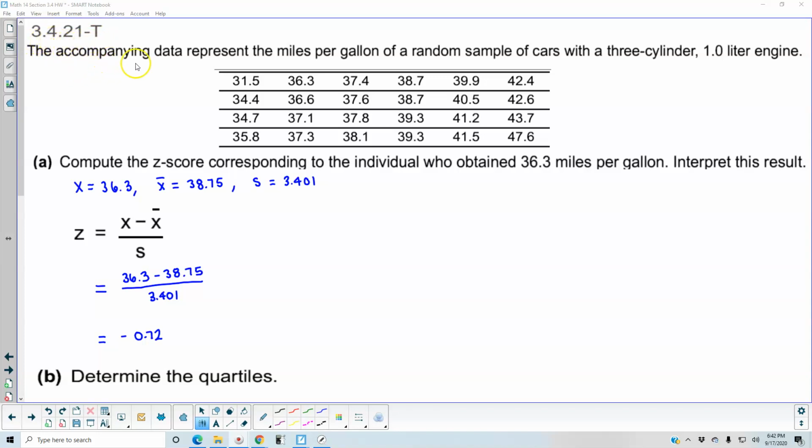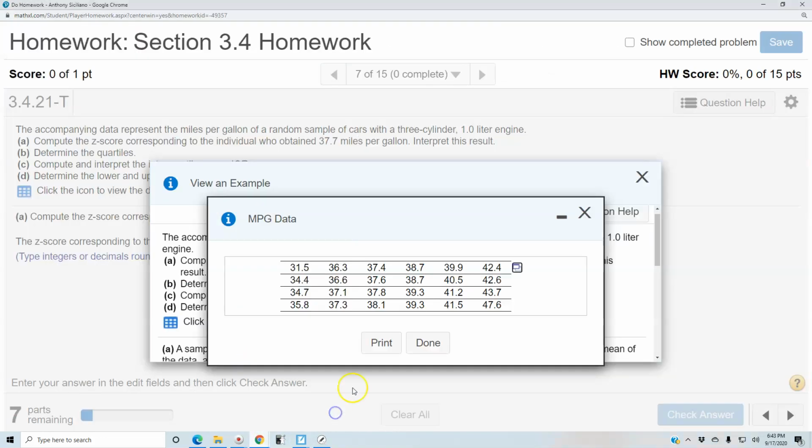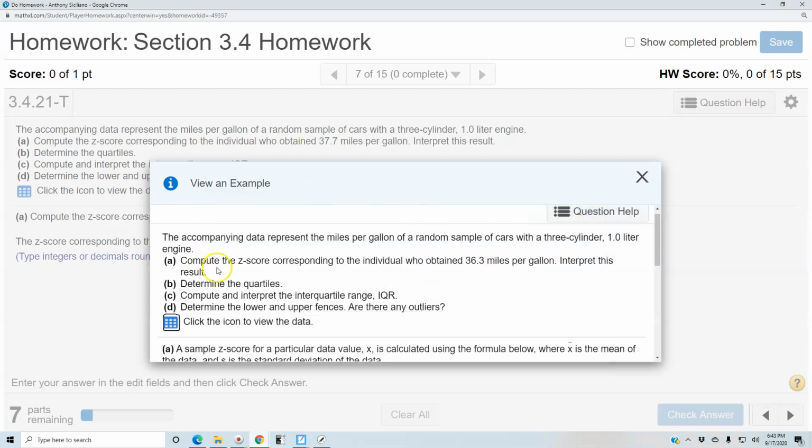3.4.21-T. The accompanying data represent the miles per gallon of a random sample of cars with a 3-cylinder 1.0-liter engine. So here's the data. For Part A, we want to compute the z-score corresponding to the individual who obtained 36.3 miles per gallon and interpret this result. So before we do anything, we need to pull this data up in StatCrunch.